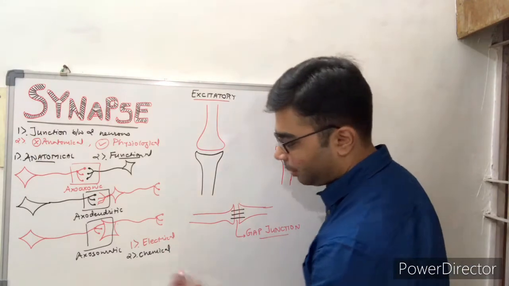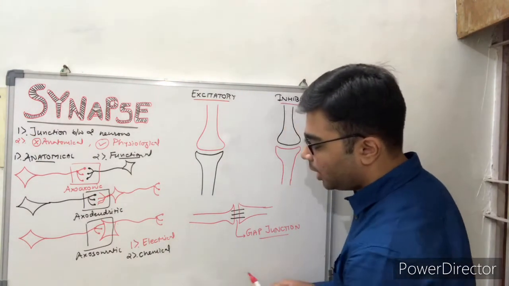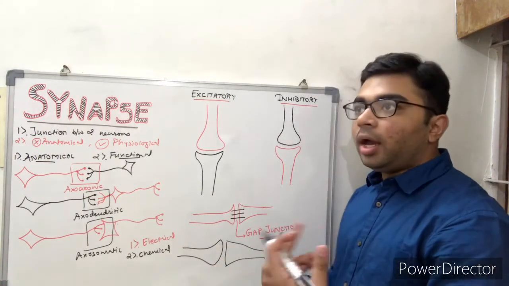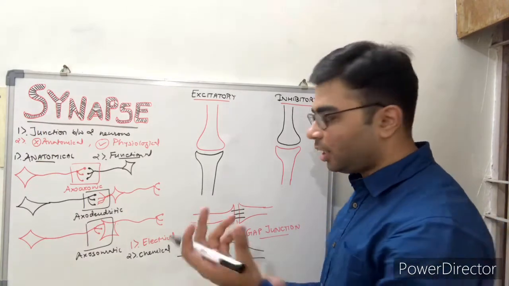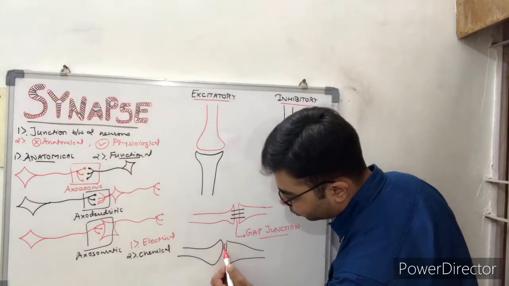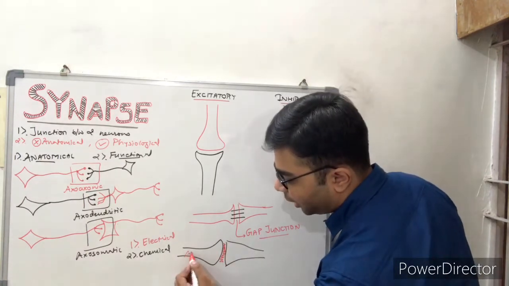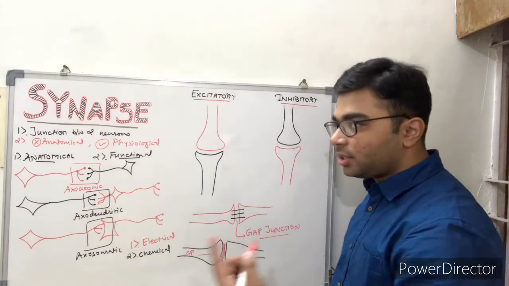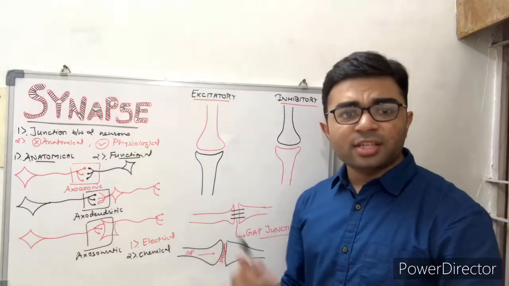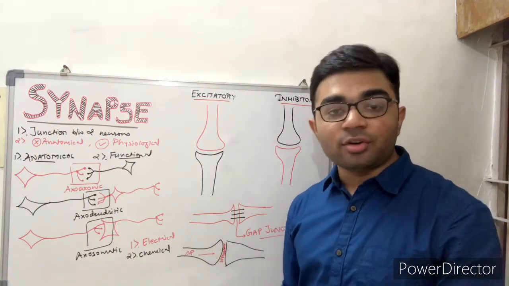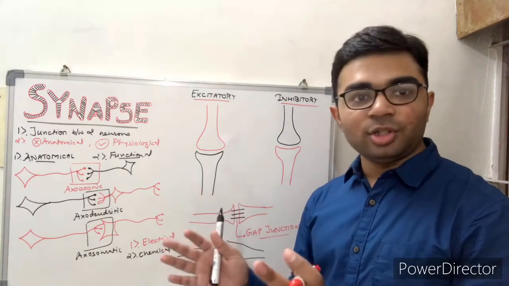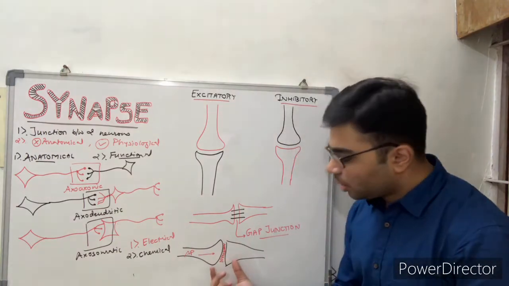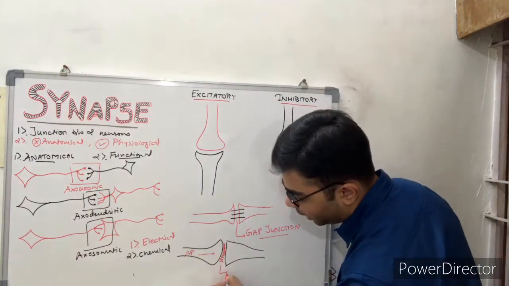Coming back to the functional classification, the second one is the chemical type, which everybody knows. Here neuron number 1 and neuron number 2 are not in contact anatomically, but there is a neurotransmitter between these two. Whenever an action potential arrives in neuron number 1, it passes through this neurotransmitter. There are various types of neurotransmitters present. Some of them are excitatory, some are inhibitory. The common terminology used for the chemical type, the space between these two neurons where the neurotransmitter is present, is known as the synaptic cleft.